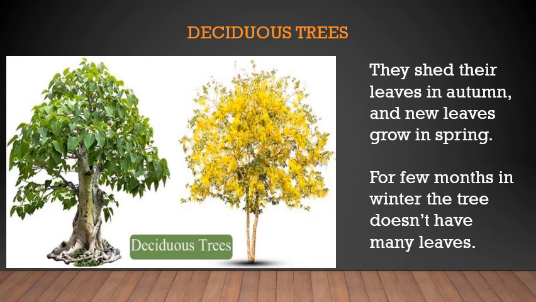According to the way they shed their leaves means some plants shed their leaves in autumn season. They shed their leaves in autumn and new leaves grow in the spring. For a few months in winter, the trees don't have many leaves. Why they shed their leaves is that during winter the temperature will be very low, so their leaves can freeze, so they shed off all their leaves. As you can see in the picture, it is the same plant which during the year sheds all its leaves. When they shed all their leaves, there are very few leaves.